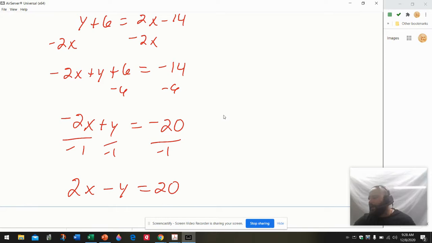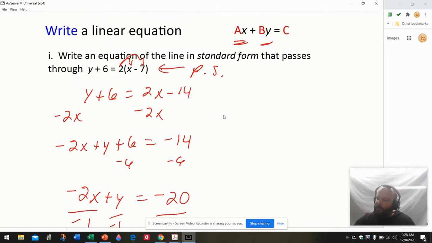I don't know why that is. That is just what the rules are for standard form. So the standard form, the lead coefficient, the one that's on x, needs to be a positive number. So if it's not, you need to divide the entire equation by negative 1 to make it positive. So this right here is standard form. Okay, remember what we started with. We started with point slope form.